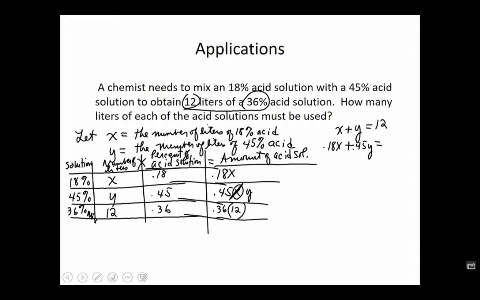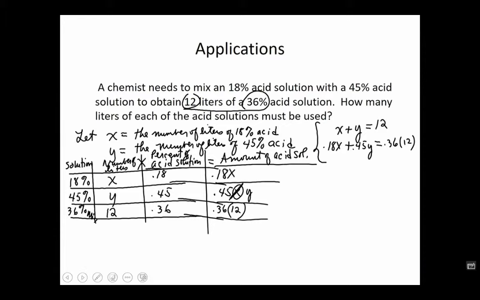Now, the final mixture will contain 12 liters of a 36% acid solution. So how do we write this? This is going to be 0.36 times 12. All right, so this is the system. We've translated the verbal description into a system of linear equations. Now we need to solve this system of linear equations.